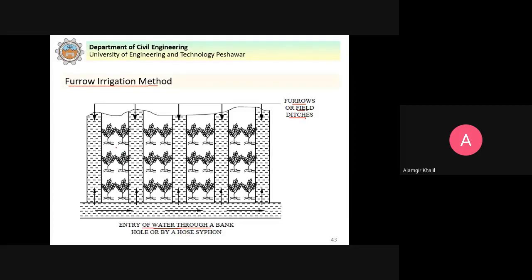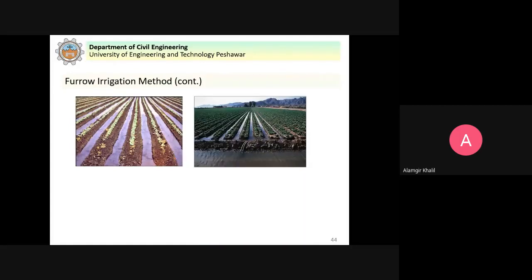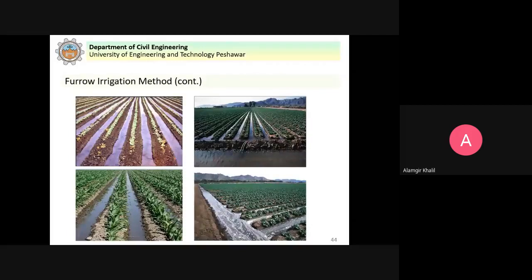Now you can see that this method is more efficient than the flooding methods. Why? Because in the flooding method the water floods the entire surface, but here the water does not flood the entire surface, only the water flows in these furrows. So it means that this method is more efficient as compared to the flooding technique, because here we can save water. And moreover, these are suitable for row crops, those crops which can be grown in rows.